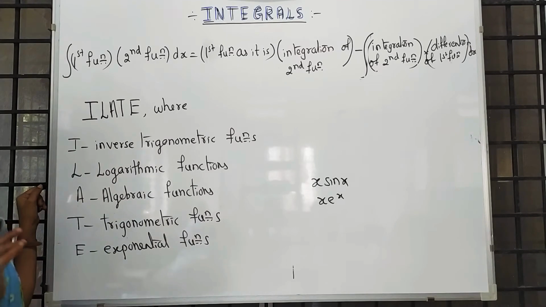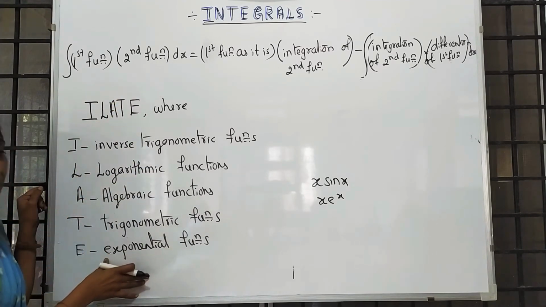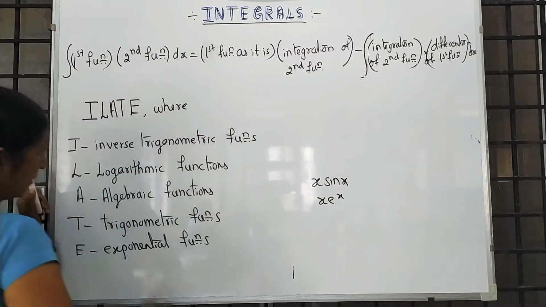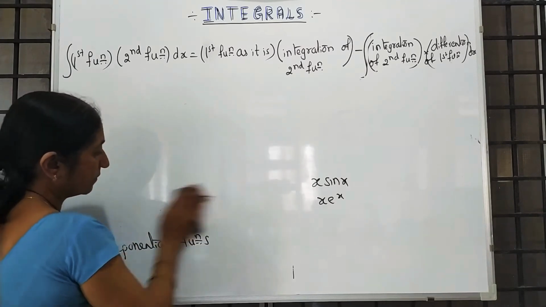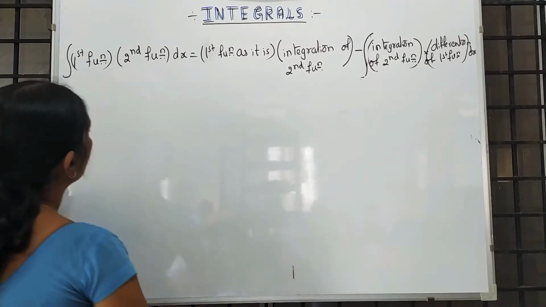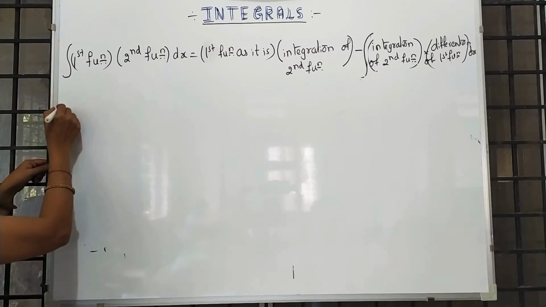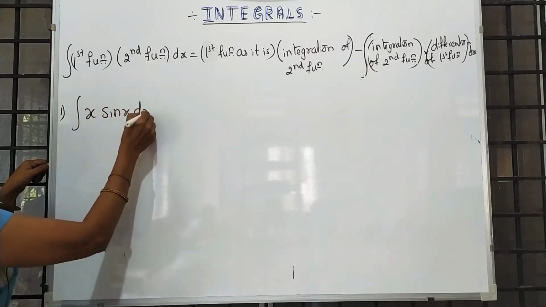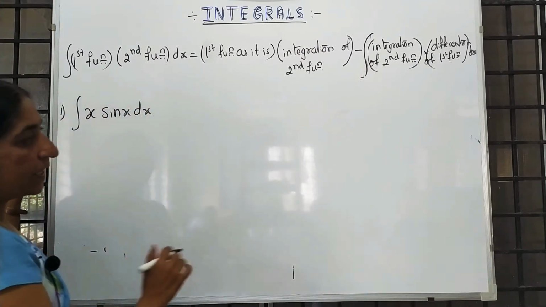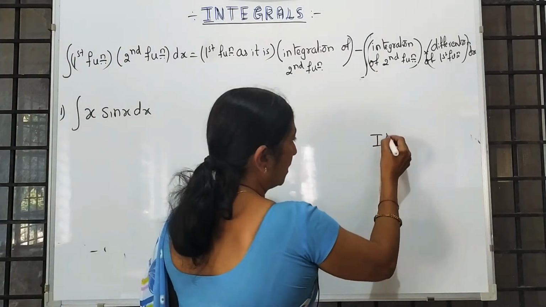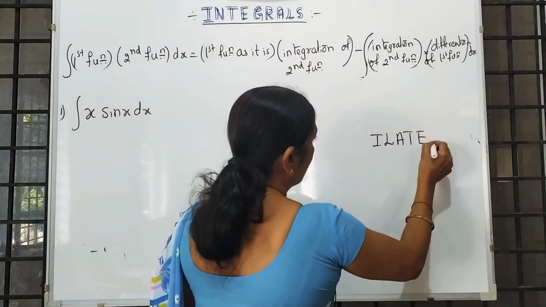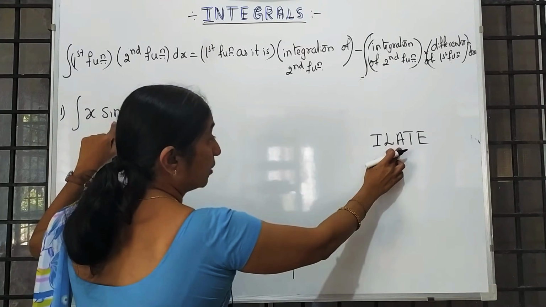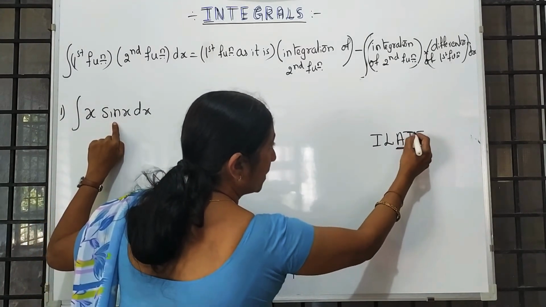Now, I will explain at least 2 or 3 examples of how to take the first function and second function. To explain the example, I kept the formula on the top as it is. So, question: integrate the following with respect to x. x sin x dx. With respect to x we are integrating. The rule is ILATE. First, x is algebraic, so here A; sin x is trigonometric. That means A first, then T. You have to write in this order.